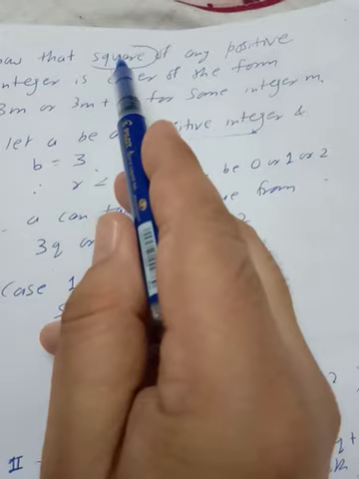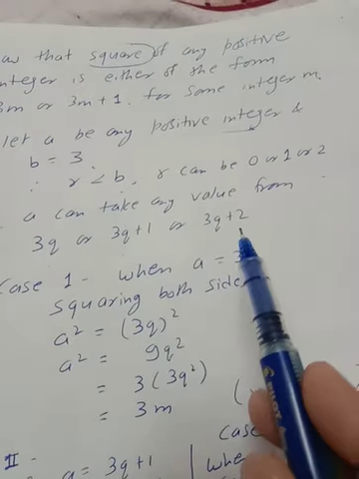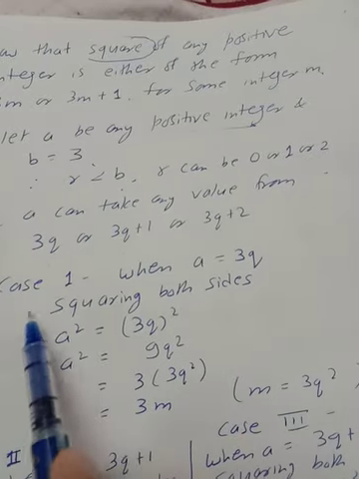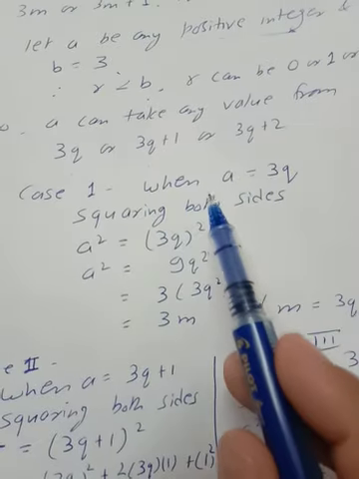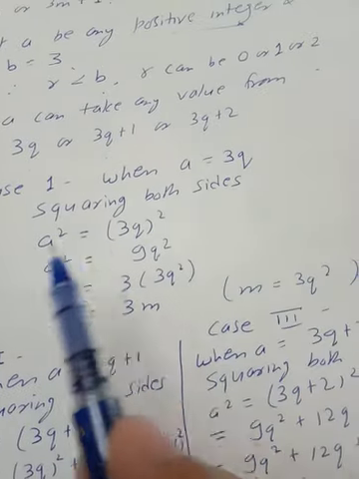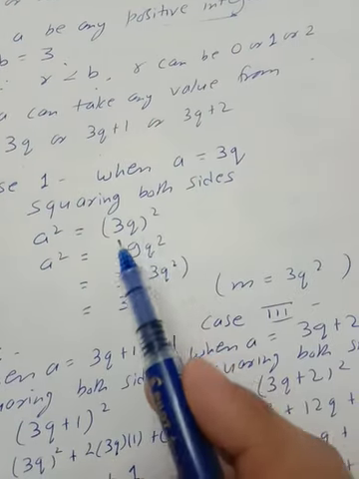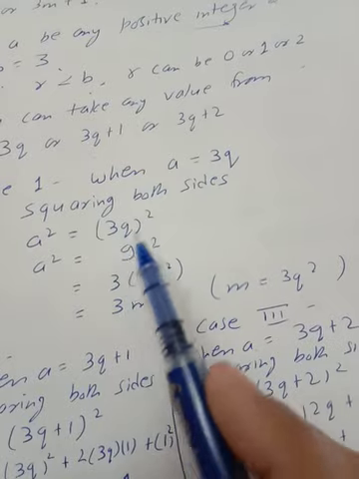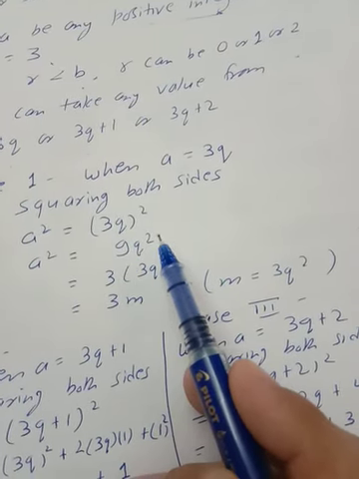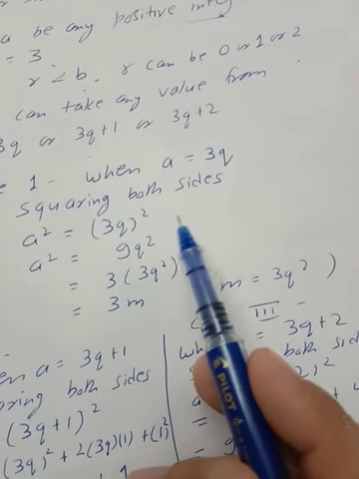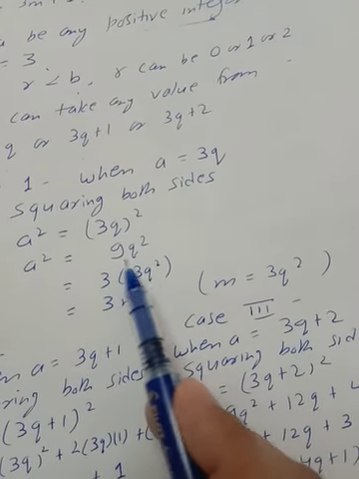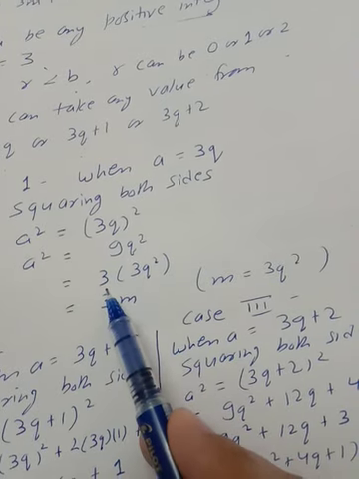Now we have to show the square. So one by one, for all three values of a, we will take the square. Case 1, when a is equal to 3q. We square both sides. So a square equals 3q whole square. It means 3 square is 9, q square is q square, so 9q square. Now we have to show it in the form of 3, so we take 3 common from this expression.